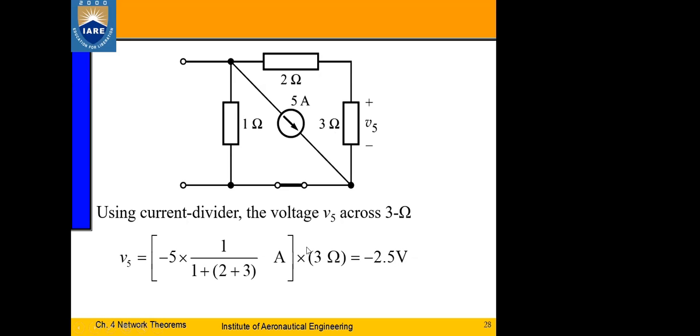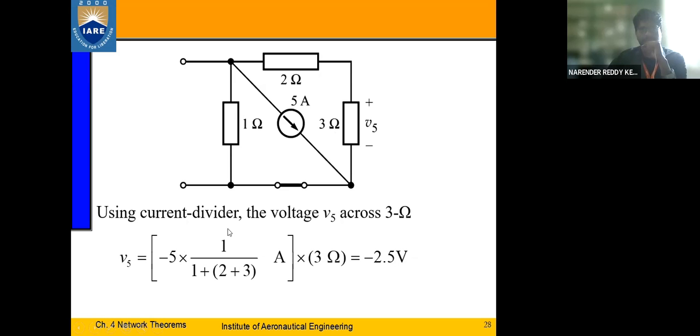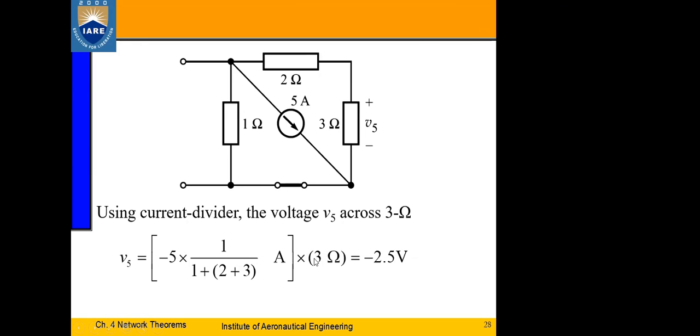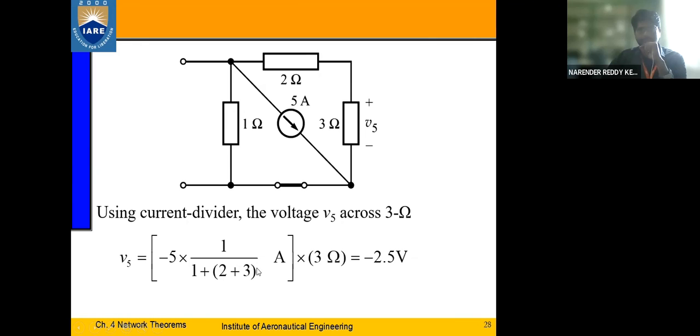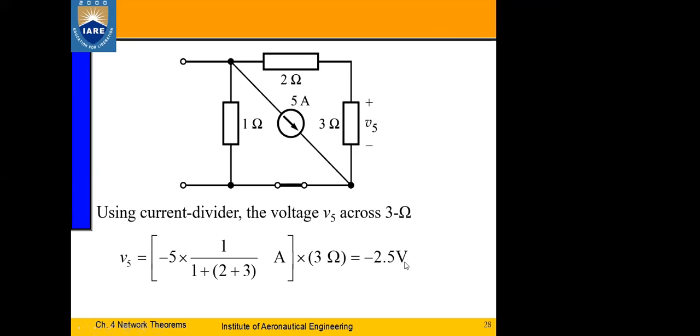What value of current am I going to get here? Multiply it with the resistor, and you will get the voltage drop. So this is the equation for current: minus total current into opposite branch resistance by total resistance. What's the value I'm going to get here? Minus 5 by 6, right? Yes, sir. Minus 5 by 6 is the current flowing, and multiplying that with 3 ohms, you get minus 2.5 volts. So this is the voltage drop when the 5 amps source is acting alone, right?